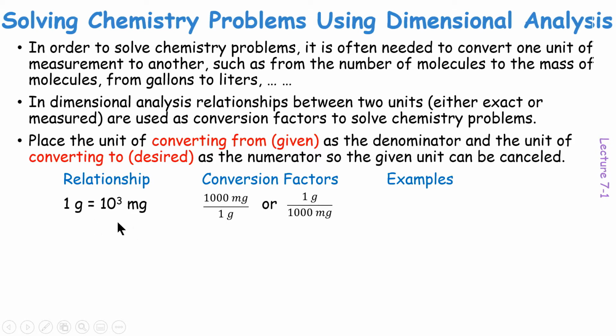If you are asked to convert from grams to milligrams, you use this conversion factor, grams on bottom. And if you are asked to convert from milligrams to grams, the reverse process, then you need to place milligrams on the bottom and the gram you are converting to on top. Okay, so two conversion factors can be written for every relationship. And we can have examples here. So let's work on this.